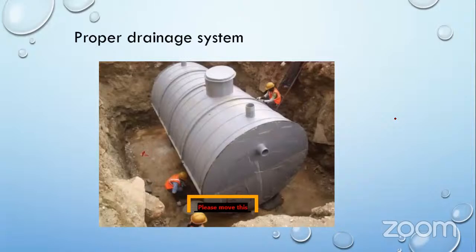So open drainage system is not always good. Now a closed drainage system is like this: big pipes are laid, and the wastewater, that sewage water, is directly carried to the treatment plant. This is good. Every village, every city, every town should have this closed, proper drainage system.